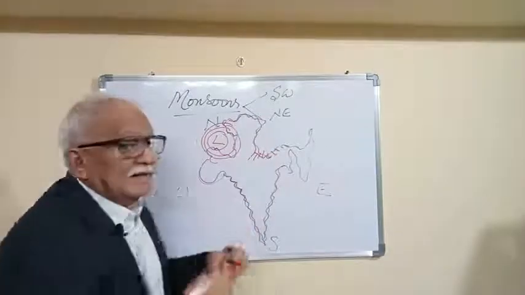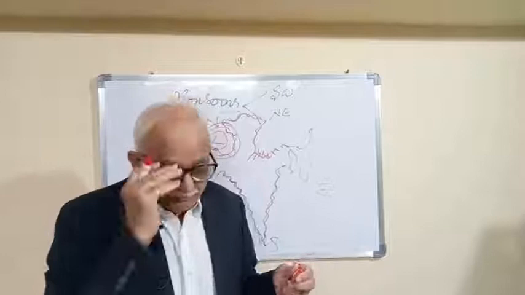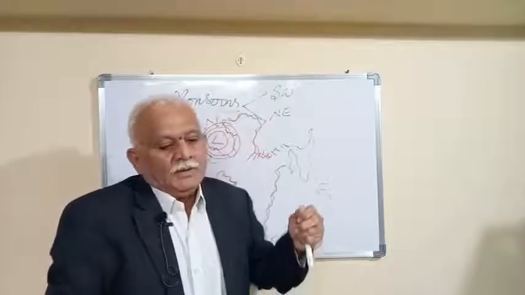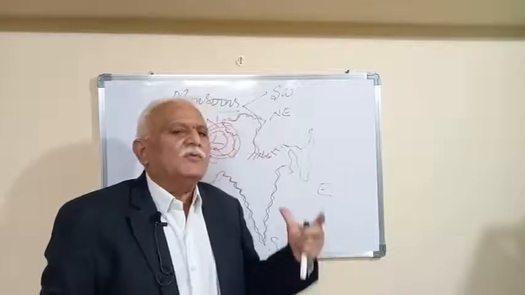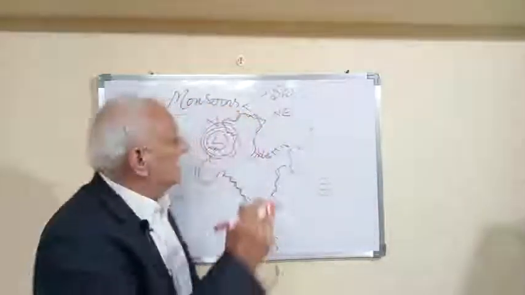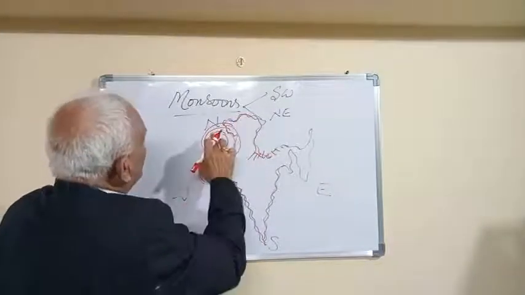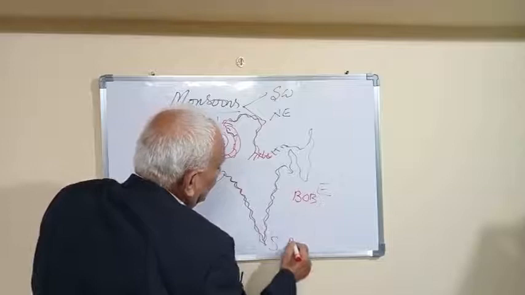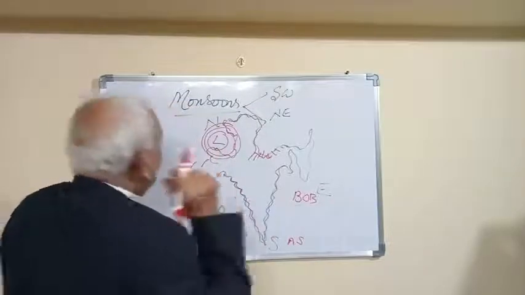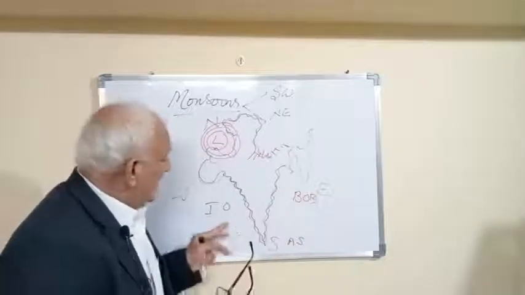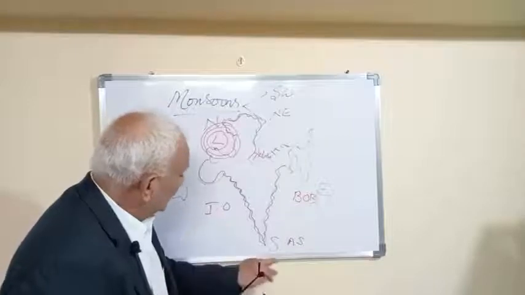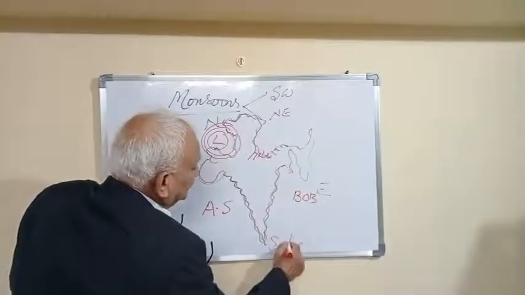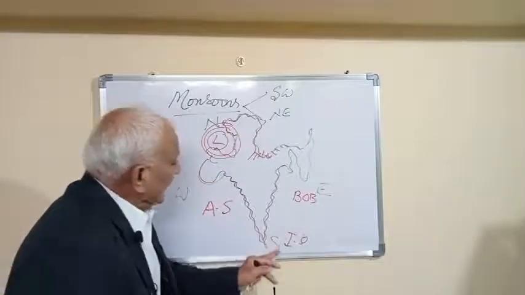The land mass of India, because of the intense heat of the summer during March, April, May, gets warmed up very intensely, and a low pressure is developed in the northwestern part of India as compared to the Bay of Bengal on the eastern side, the Arabian Sea on the southern side, and the Indian Ocean on the western side. So there is a high pressure over the Indian Ocean and Arabian Sea. Here is the Arabian Sea, this is the Indian Ocean, and the Bay of Bengal.